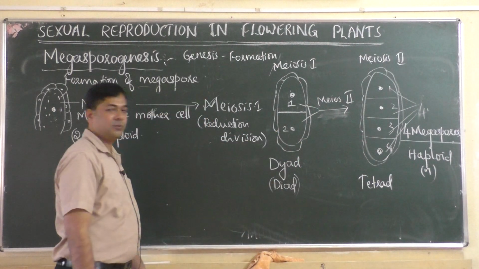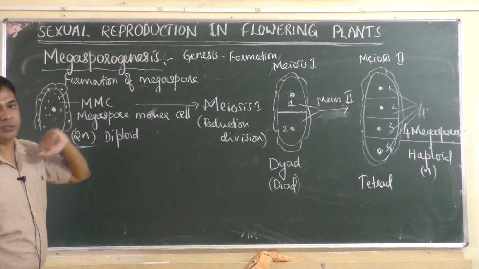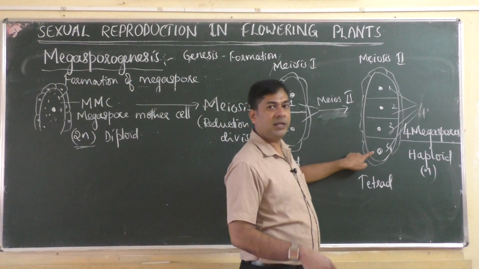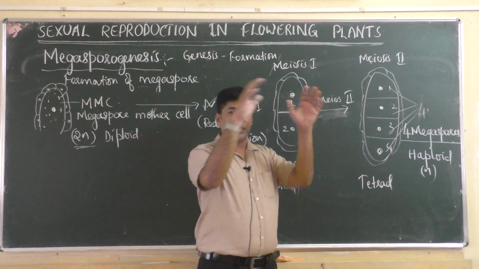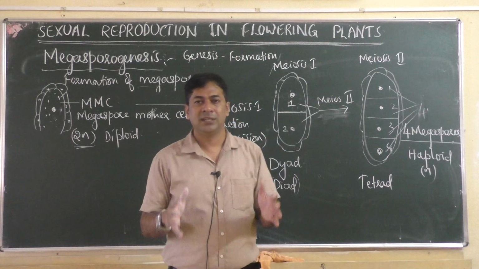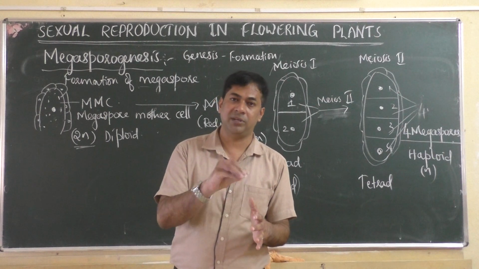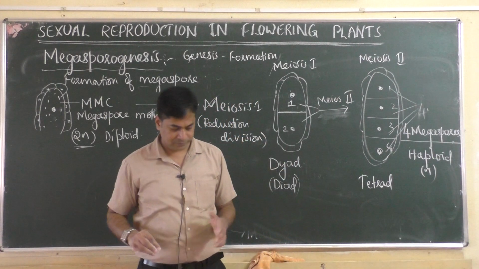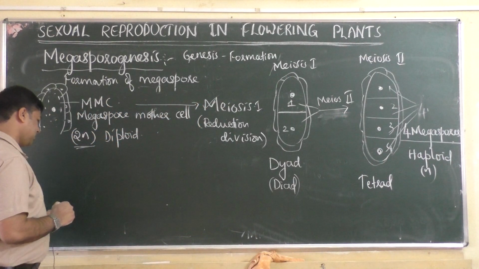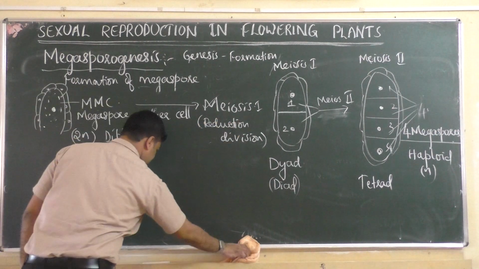Now next we have to learn how embryo sac will be produced by megaspore, because this megaspore later produces embryo sac. Embryo sac is the female gametophyte. Female gametophyte means gamete containing structure. Within that it contains gametes. Okay, so now let us learn what happens. So I'll continue with that.